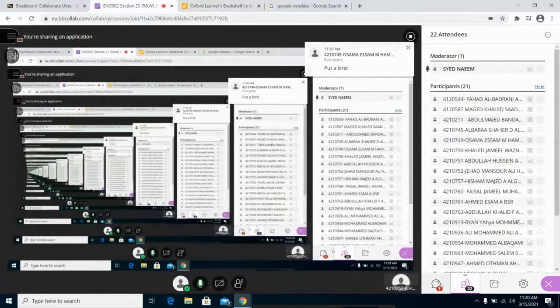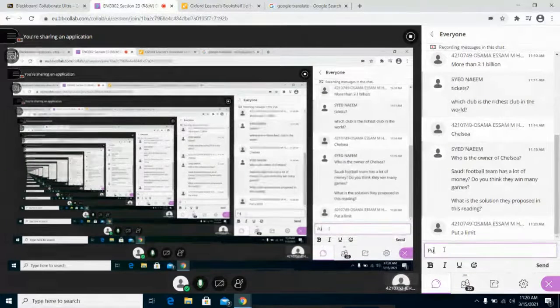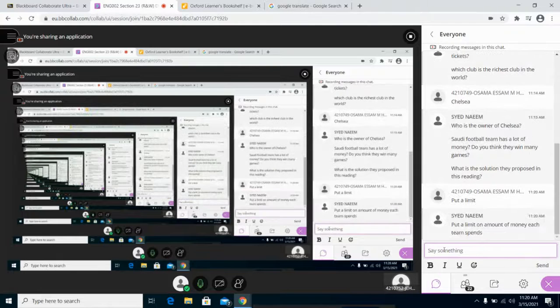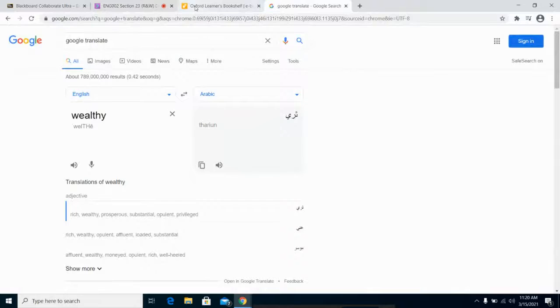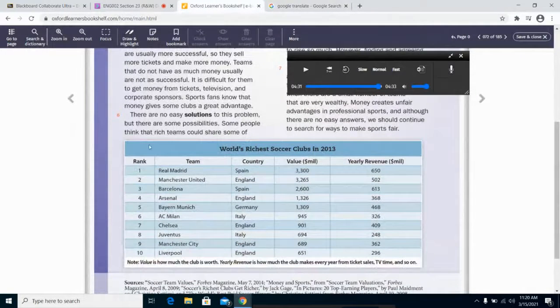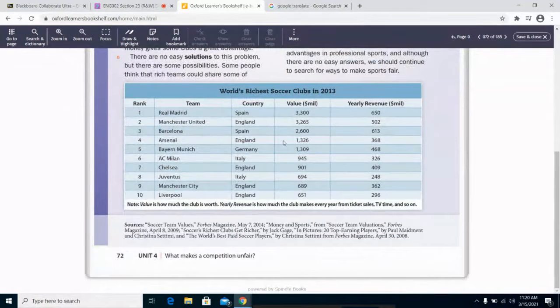Put a limit on the amount of money. Very good, Osama. Excellent. Put a limit on the amount of money each team spends. Okay, so that is the solution they come up with. Very good. And you can see here is a table. Actually, tables are very useful to get information in an easy way. Through this table, you can easily see that it mentions the 10 richest teams or richest clubs in the world in 2013, not now. So it's old information, but at least it gives you a comparison.